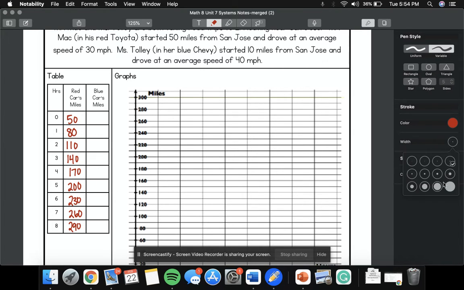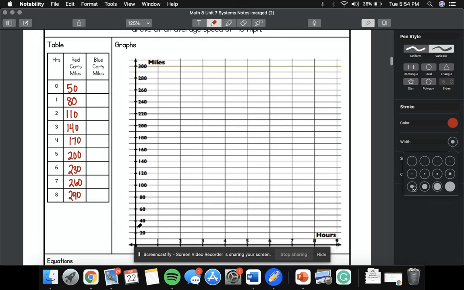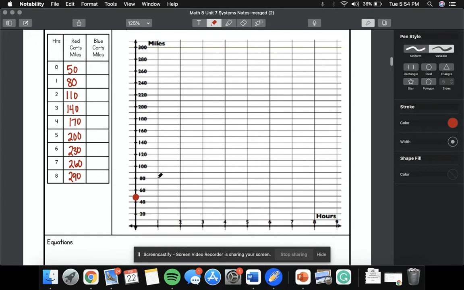Now I'm going to take those ordered pairs and plot them on my graph. So we have at 0 hours, he started 50 miles away. It looks like these are going by 10, so I'm going to start right here. After 1 hour, he was 80 miles away. 2 hours, he was 110. So I'm going to go in between. 3 hours, 140. 4 hours, 170. 5 hours, 200. 6 hours, 230. 7 hours, 260. And then 8 hours, 290.